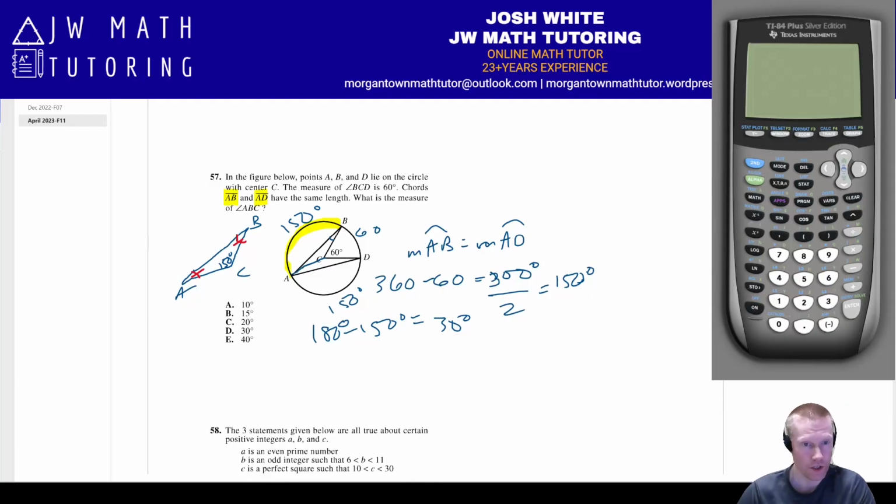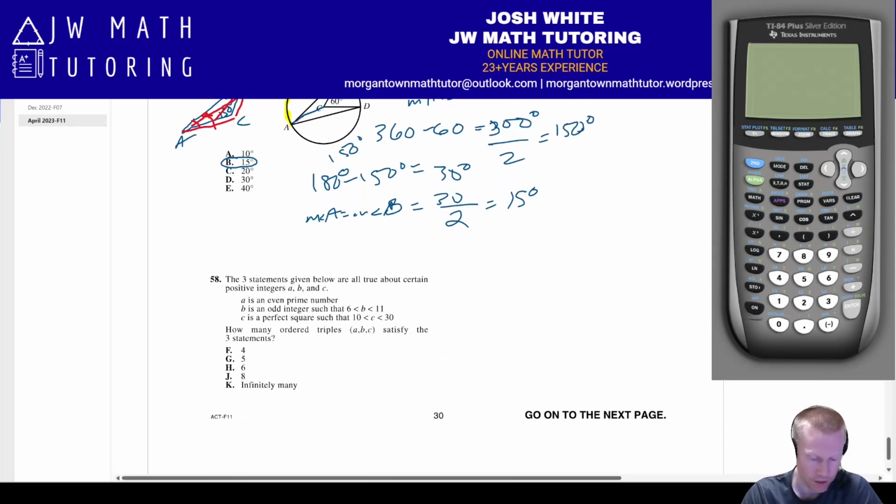Okay, how do I know that they're congruent? Well, because they are across from congruent sides. AC is a radius of a circle, BC is a radius of a circle. The two radii of a circle are equal to each other. Therefore, the angles across from them will also be equal. So the measure of angle A is equal to the measure of angle B, which is just going to be 30 divided by 2. Therefore, they will each be 15 degrees. So the correct answer after all that work is just going to be letter B, 15 degrees.